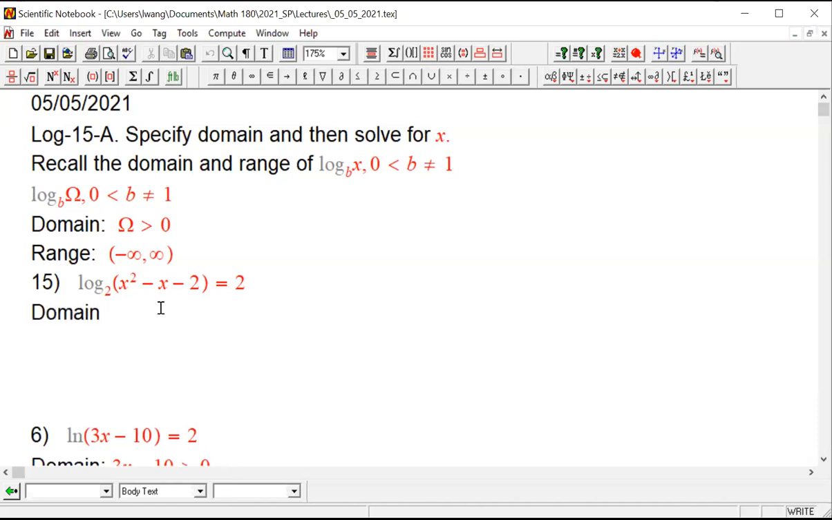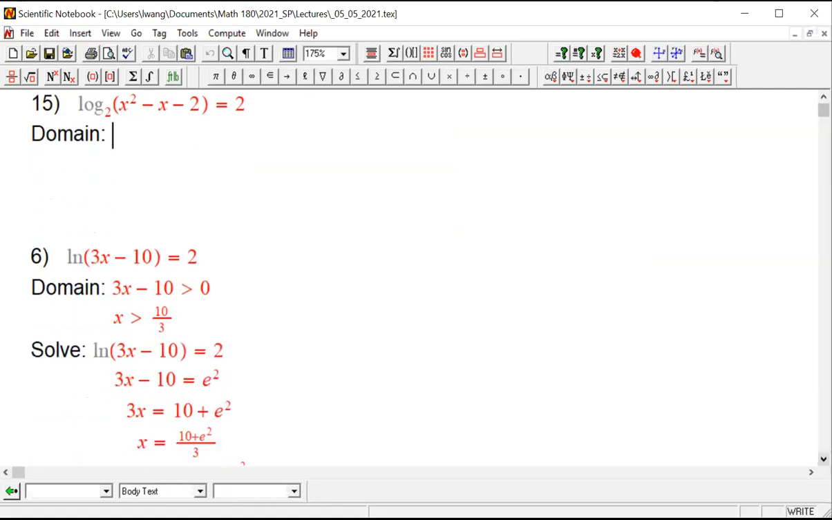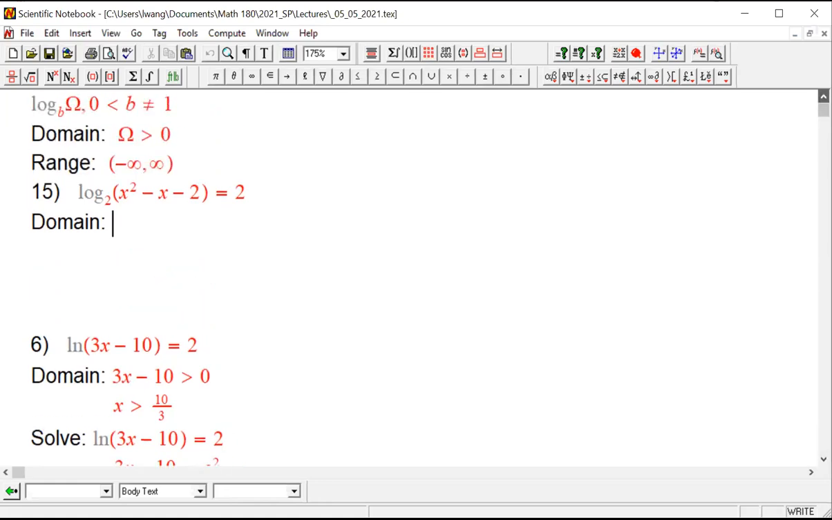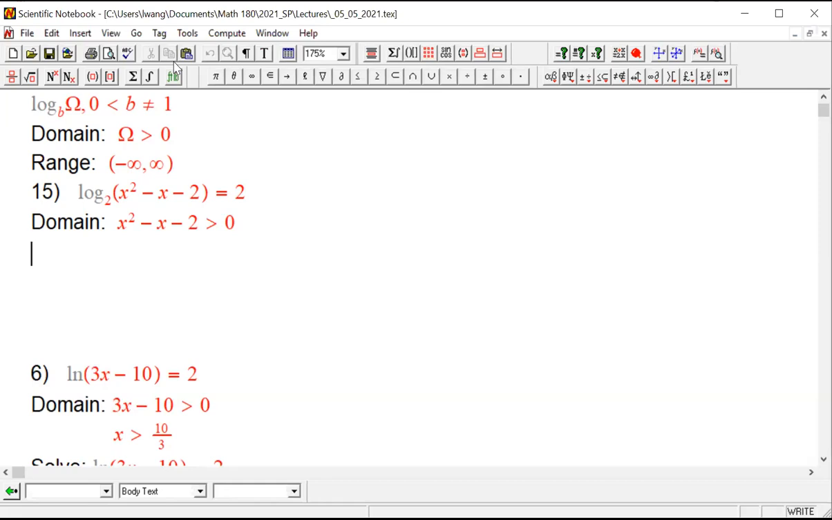Domain first. What is a domain? Well, x squared minus x minus 2 must be larger than 0, right? And then we're going to solve this inequality. And solving by factoring, it looks like we can factor it.